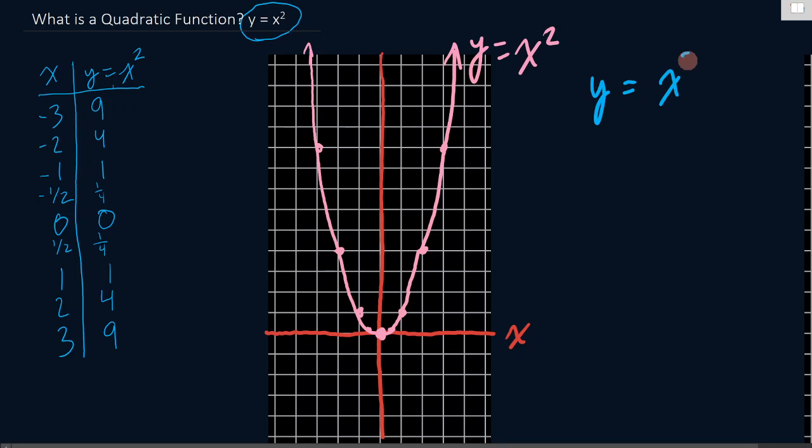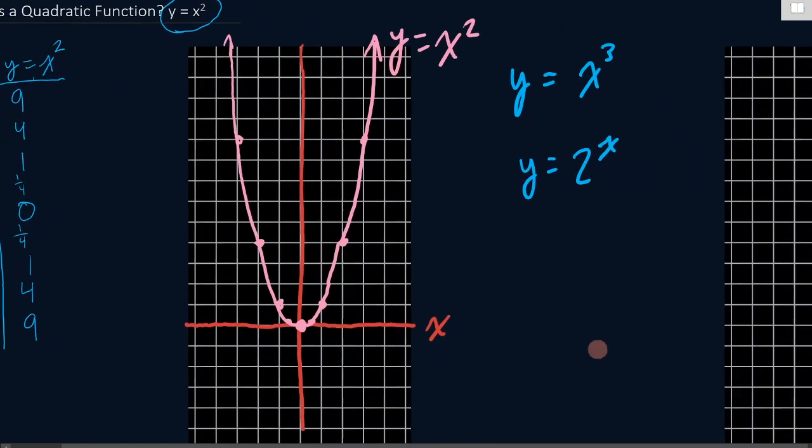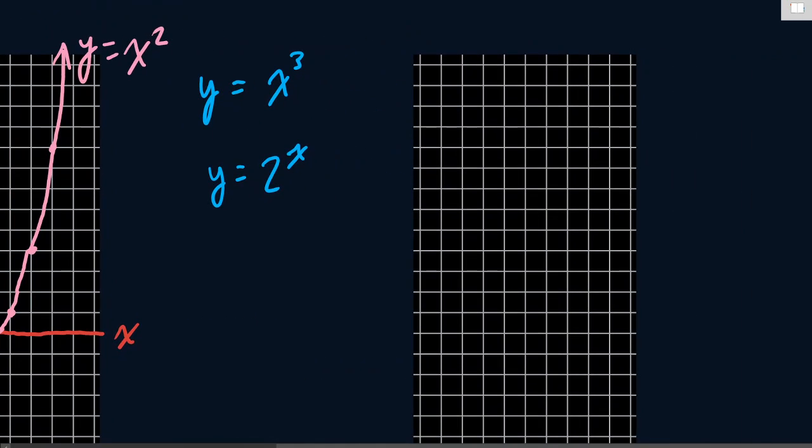I'd like you to try to make a t-chart for y equals x cubed, and another one for y equals 2 to the x. Okay, so pause the video right now, try both of these, see what you get, and then unpause the video and come back for the answers. Okay, so hopefully you paused the video and tried these. So let's try these one at a time.